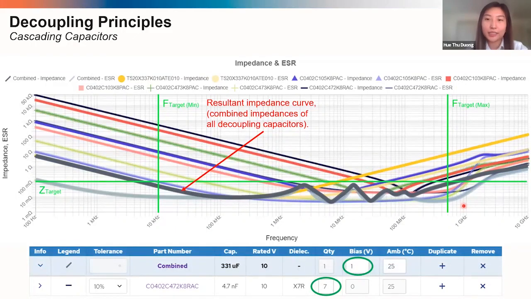Lastly, we added 6 more of those 4.7 parts and added a bias voltage, which successfully decreased the combined impedance curve of these parts so that it's under the target impedance of 100 milliohms throughout the frequency range of 10 kilohertz and 500 megahertz. And the combined capacitance that we've used is 331 microfarads.